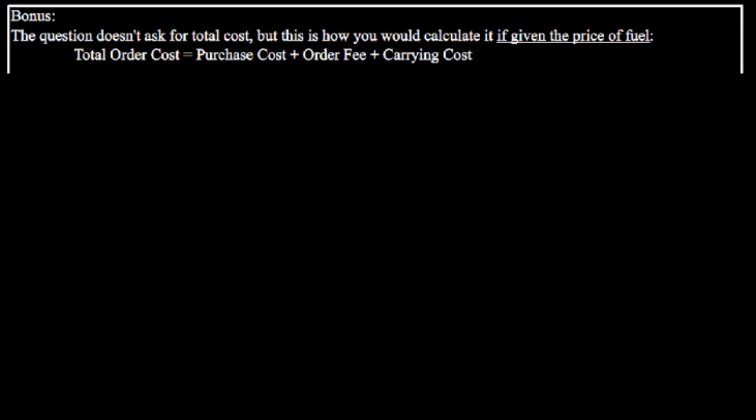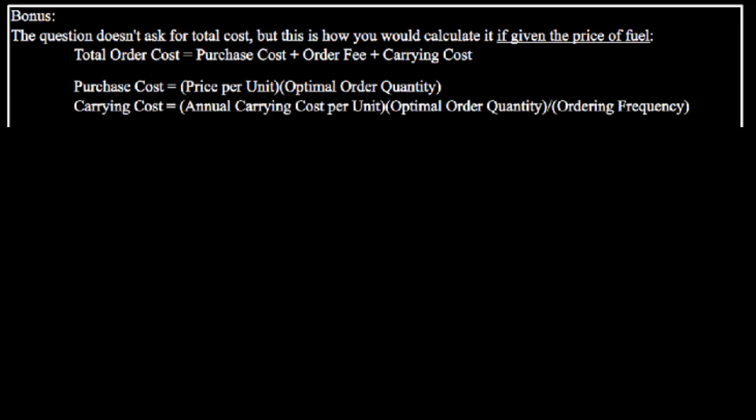The purchase cost is the fuel cost. The ordering fee represents shipping and handling, and the carrying cost is how much the bus company pays to store the fuel. The purchase cost can be calculated by multiplying the fuel cost by the volume, just like a fuel pump does at a gas station. The carrying cost is the annual carrying cost per unit times the optimal order quantity divided by the ordering frequency. There it is as a formula.